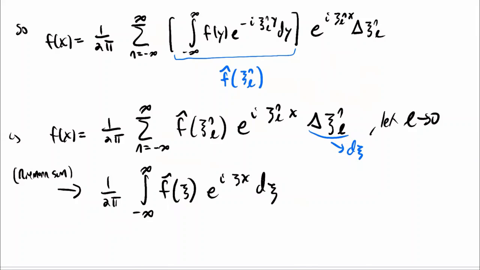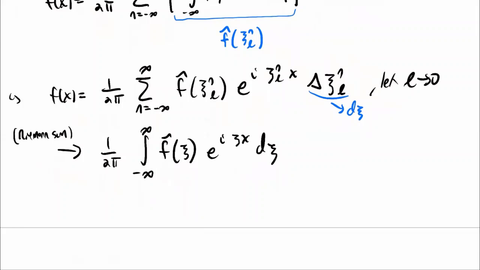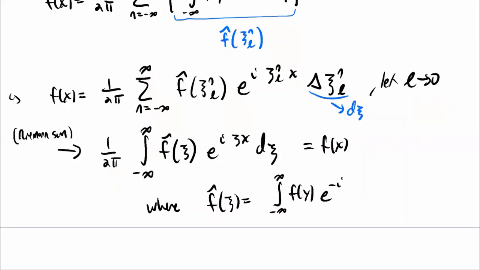Right, and so assuming everything here is valid, then we would guess that this should be equal to f of x, right? Where f hat is given by the formula from before, right? So it's given by the integral from minus infinity to infinity of f of y e to the minus i y xi dy, right? And so this quantity here is what's called the Fourier transform of the function f, right? So this is the Fourier transform.